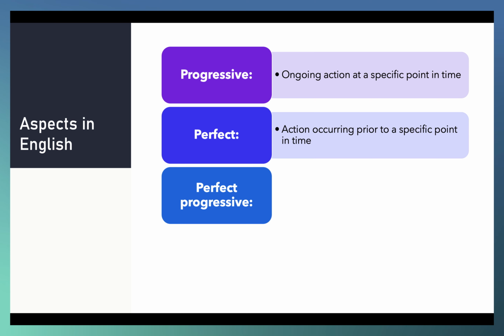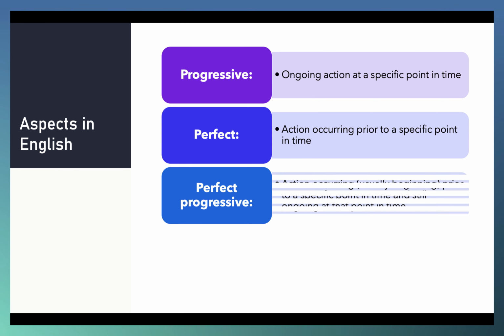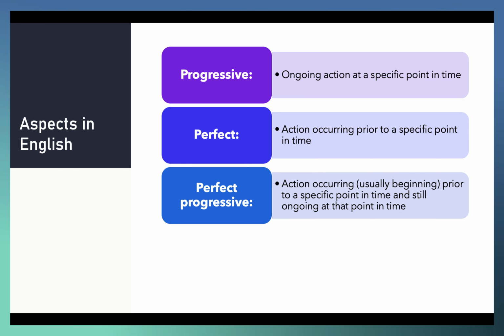When we combine the perfect and progressive aspects, we can describe actions that begin prior to a particular point in time, but continue happening at that time and are not yet finished. It's a little hard to wrap your mind around it if you're thinking of it in the abstract, but we will look at a few examples in a minute or two, and you will see how it works and how you use it without even thinking about it.